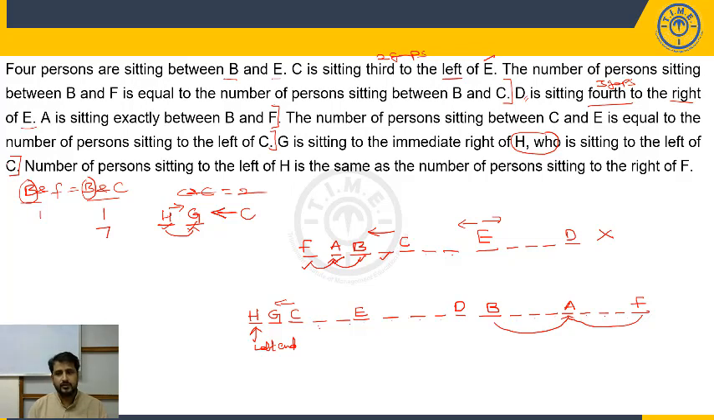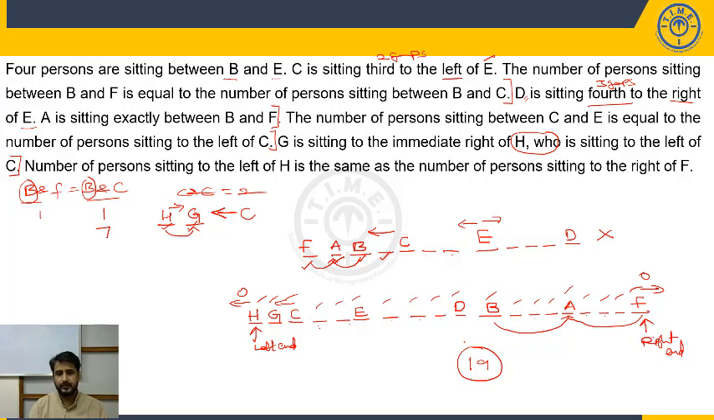Next, the number of persons to the left of H is the same as the number of persons to the right of F. Left of H we have 0 persons. So right of F will be 0. It means F itself is at the right end. So left hand and right hand, how many persons are there? 1, 2, 3, 4, 5, 6, 7, 8, 9, 10, 11, 12, 13, 14, 15, 16, 17, 18, 19. So the total number of persons in the row is 19. I hope it is clear to you.